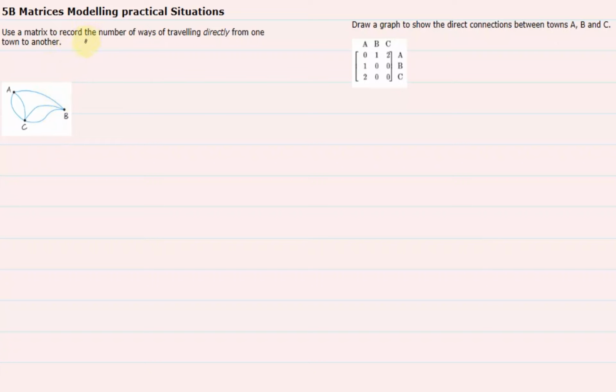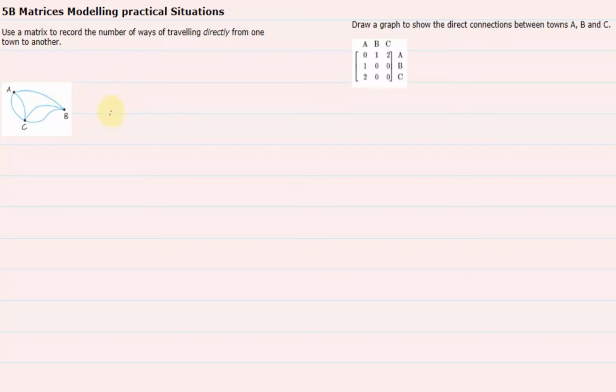So using a matrix to record the number of ways travelling directly from one town to another. We've got town A, B, and C, and we want to record how we get from point A to point B and also point C. This is worthwhile in a matrix because imagine your road network, there are multiple, hundreds of ways to get from one town to another in some instances. This can be one way of looking at all those ways and to solve traffic problems in the long run. So first thing we want to do is create a matrix.